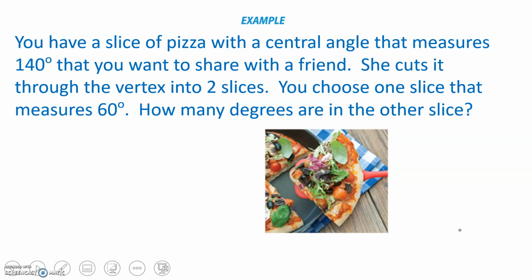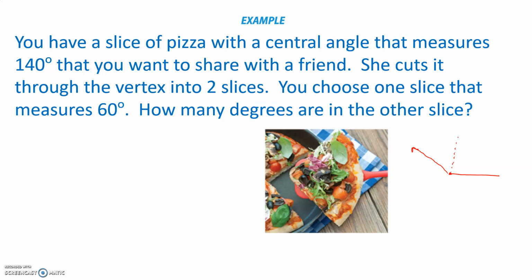This is a simple problem. You have a slice of pizza. It has a central angle that measures 140 degrees, and you want to share this with a friend. So 140 degrees would probably be like here. This is 90, so 140 is like about here, okay?